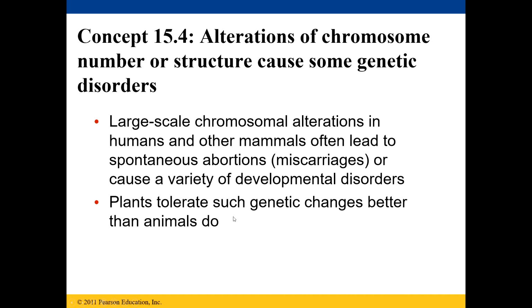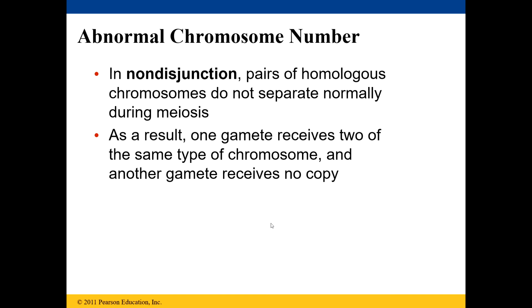Plants can tolerate these genetic changes much better than animals because even if their chromosome numbers get changed, they can always reproduce asexually through cuttings and mitosis. We don't have that option. So if our gametes get messed up, our chromosome numbers get messed up, the result is sterility. And sometimes, depending on where and when it happens, if it happens during fetal development, it can result in a miscarriage.